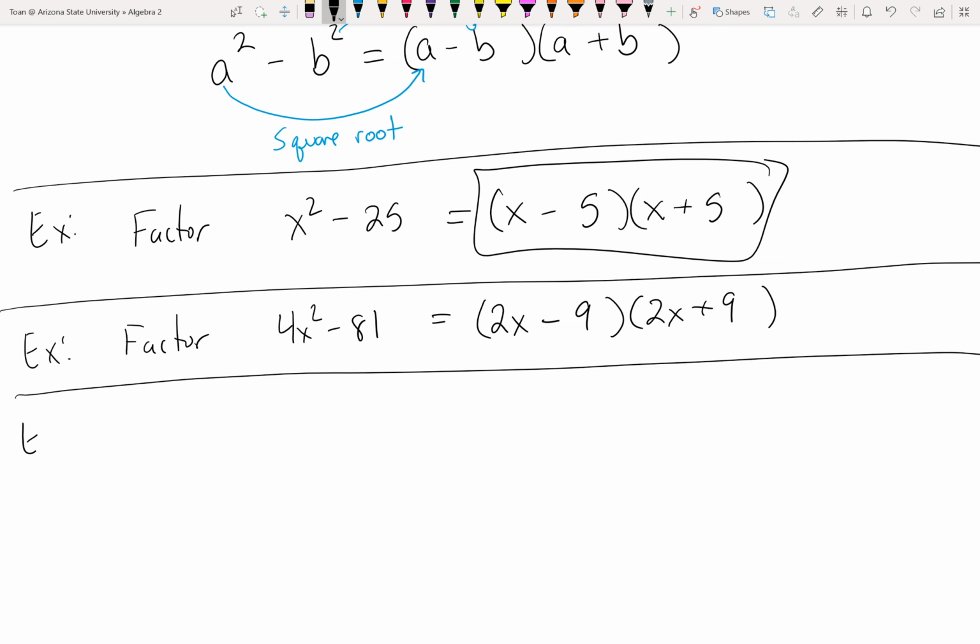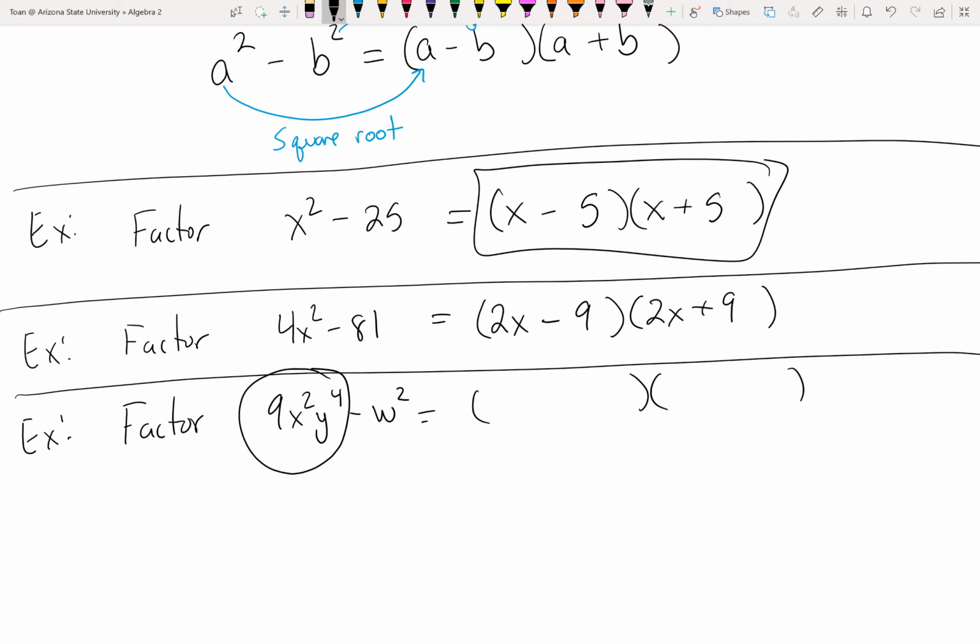Heck, I can even try to make it look super scary with so many variables. What if I asked you to factor 9x squared y to the 4 minus w squared? Oh no, I can't do this. This is so hard. It's so crazy. Not really. I give you 2 pieces. So if it's factorable, it should be that special pattern. And then just take square roots.